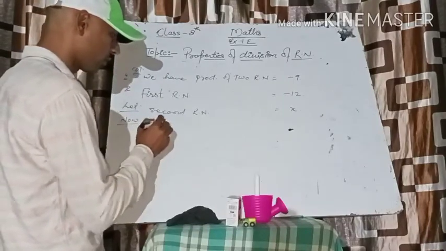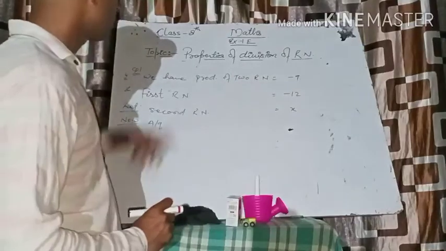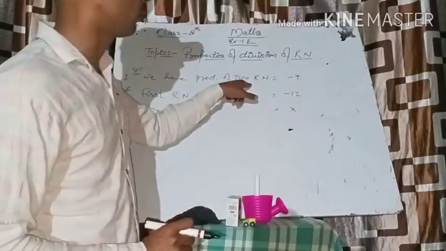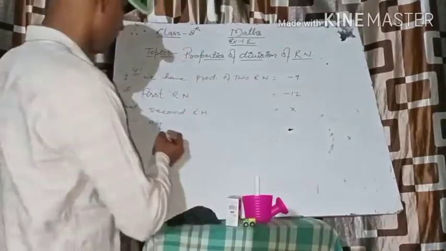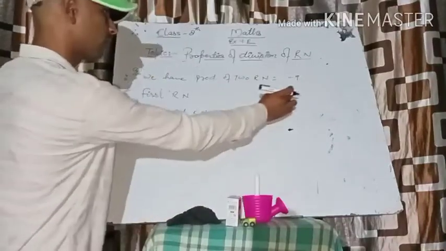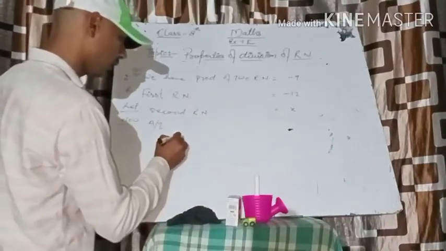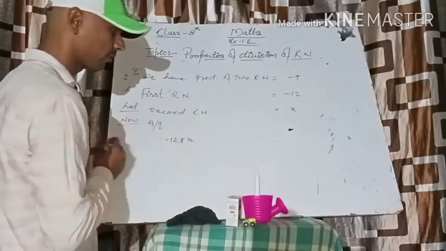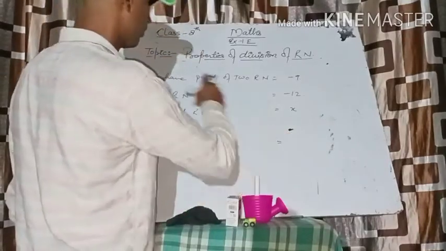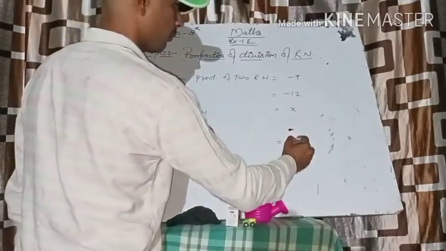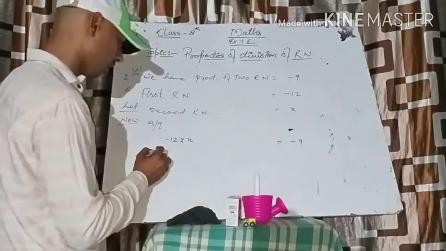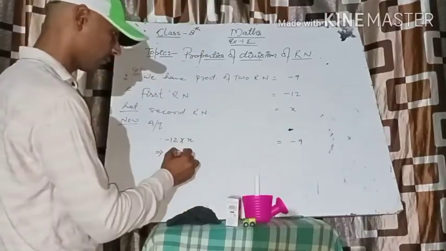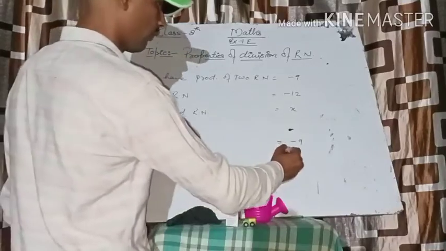Now according to the question, what was the statement? The product of two rational numbers is given. The first rational number is this one, so minus 12 multiplied by x equal to what? The product is minus 9. Now leave the x here because we have to calculate the value of x.